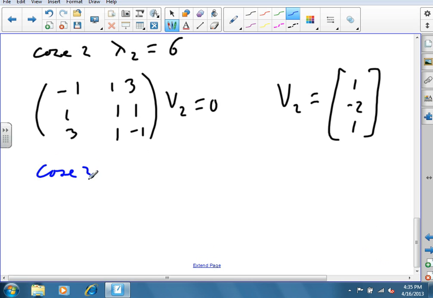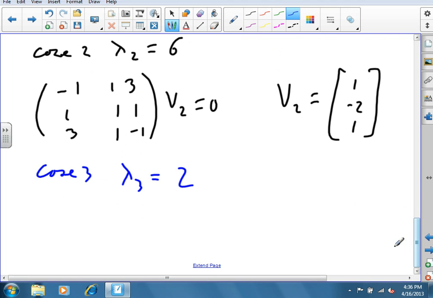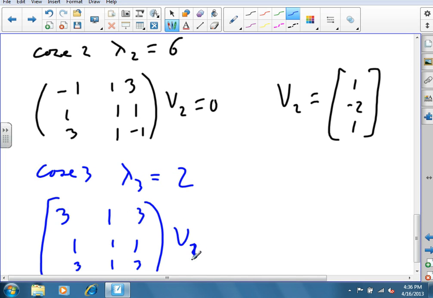Case 3, lambda 3 is equal to 2. Okay, so lambda 3 is equal to 2. So I got 3, 1, 3, 1, 1, 1, 3, 1, 3 times V3 is equal to 0. You better tell me what this is before I write it down, or I'll be very disappointed.